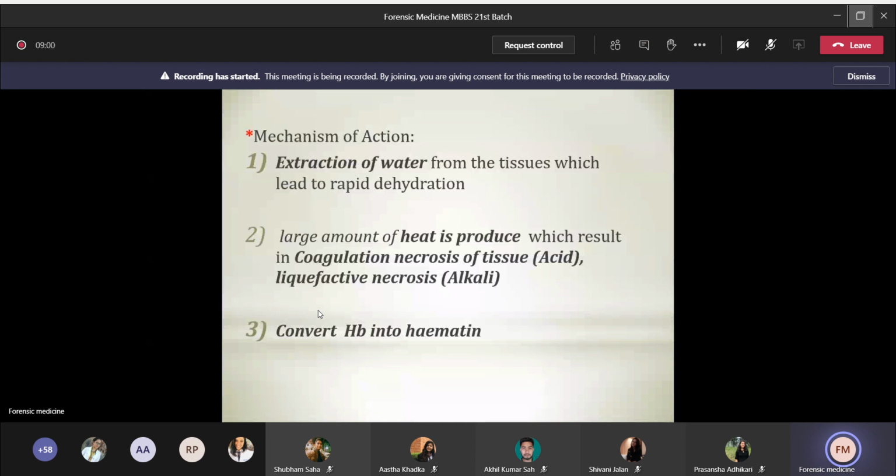And the second one is similarly large amount of heat necrosis. So remember these 2 differences in the case of acid and in case of alkali. And the third one is it will convert hemoglobin into hematine. So these are the 3 mechanisms of action: extraction, production of large amount of heat, and then conversion of hemoglobin into hematine.